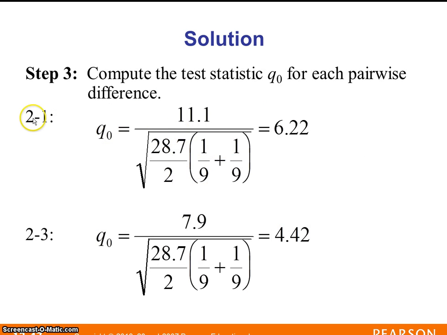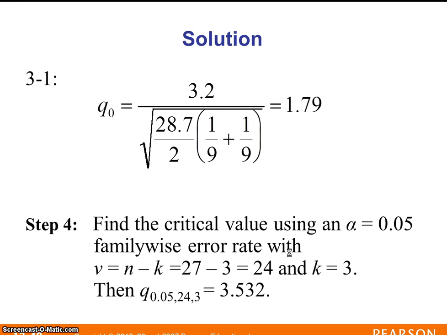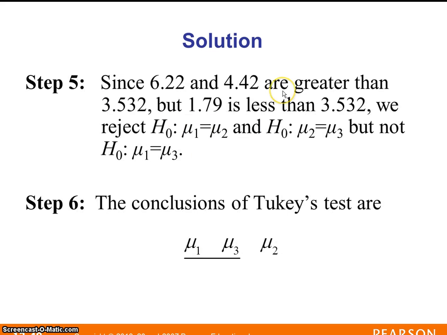we'll see that for samples 1 and 2 we get 6.22. For samples 2 and 3 we get 4.442. And for samples 1 and 3 we get 1.79. So we'll find the critical value again in table 9. So for alpha equals 0.05, with V equals 24 and K equal to 3, we get 3.532, and then we just have to compare that to the calculated values that we got.